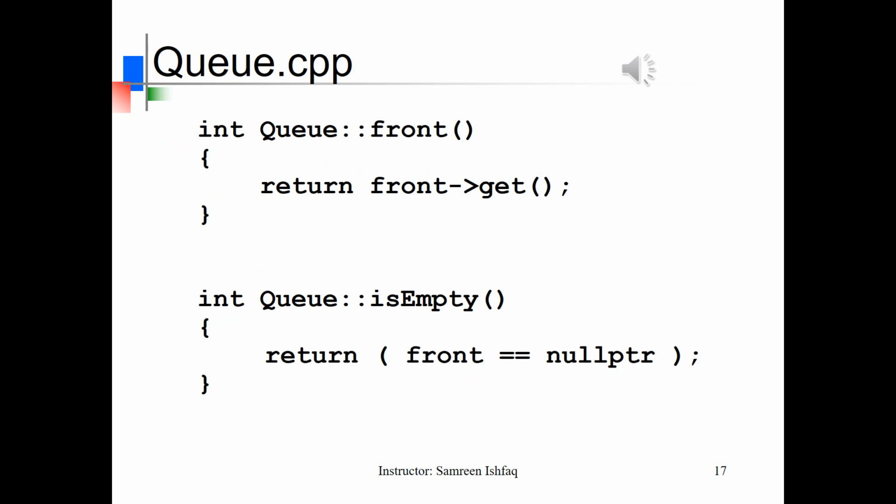Front function of queue will return the value of front node without deleting or removing it, while the isEmpty function will return true if your queue is empty and will return false if your queue is not empty. You can do that by using the front variable. If front is equal to nullptr, it means queue is empty, otherwise not empty.